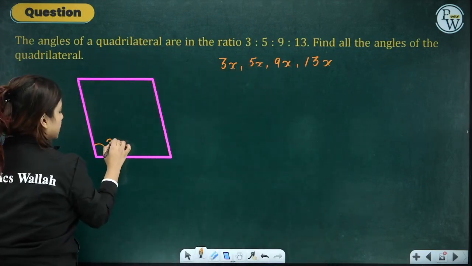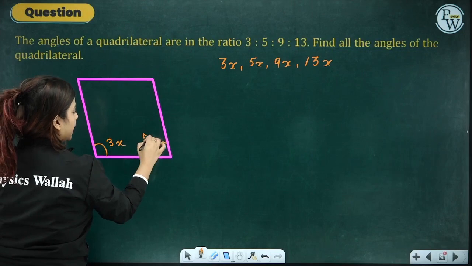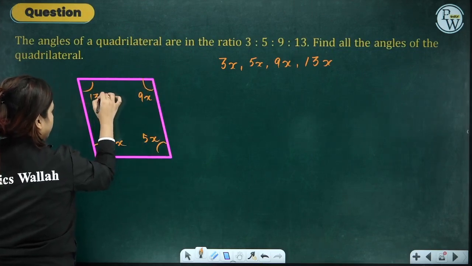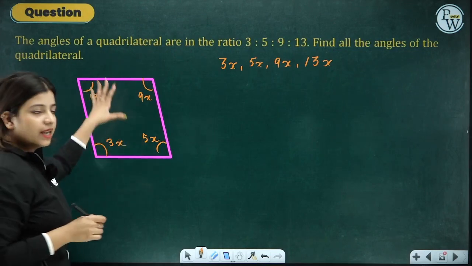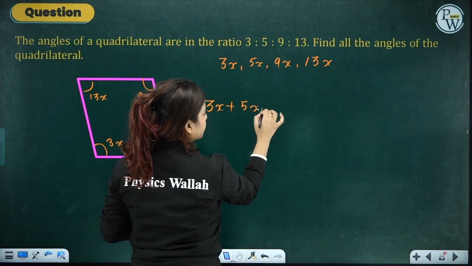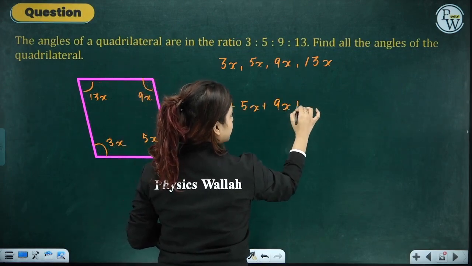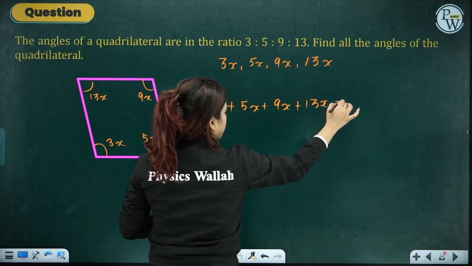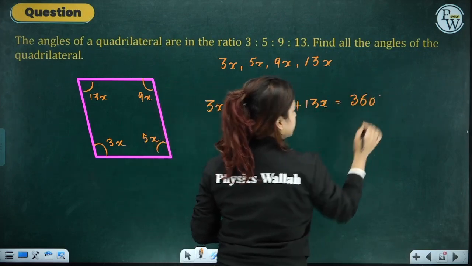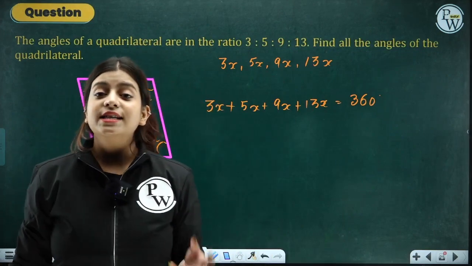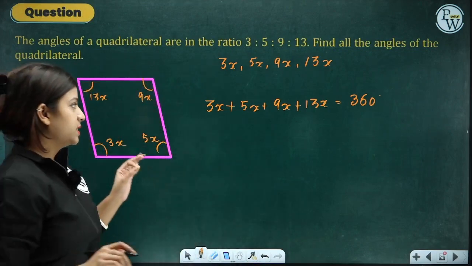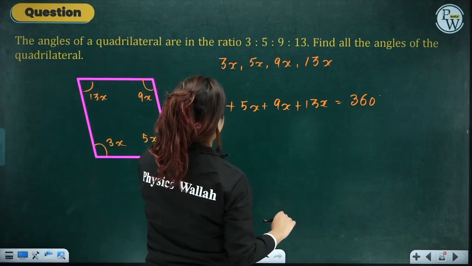For example, let this angle be 3x, this angle be 5x, this angle be 9x, and this angle be 13x. So basically we know that the sum of all these angles, that is 3x plus 5x plus 9x plus 13x, will be equal to 360 degrees. Why? Because we are already aware that the sum of all the angles in a quadrilateral gives us what? 360 degrees.